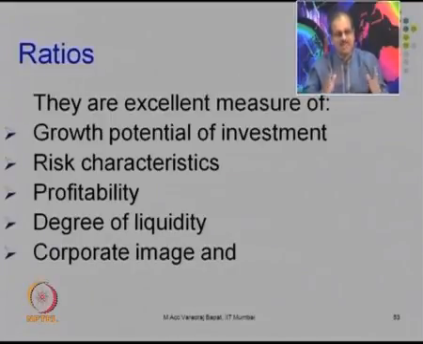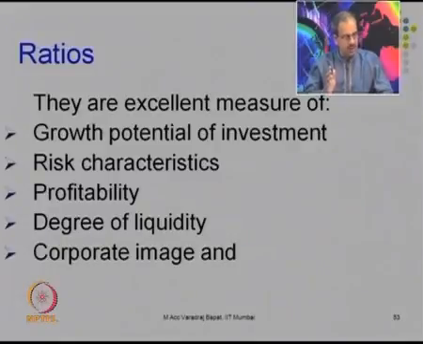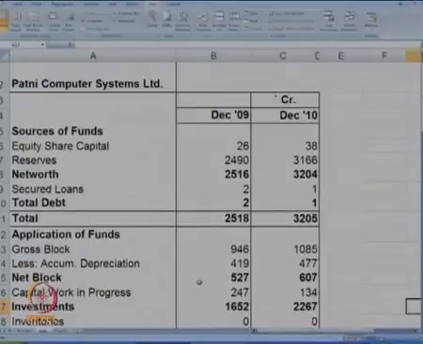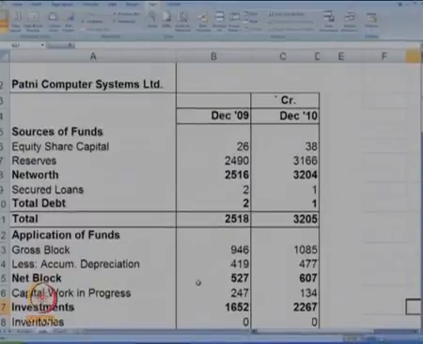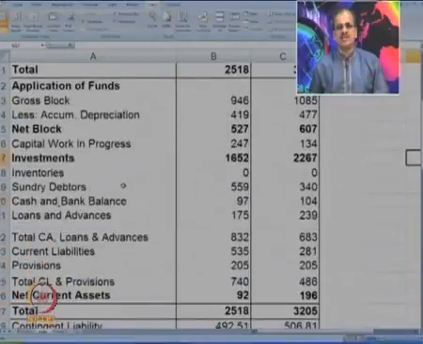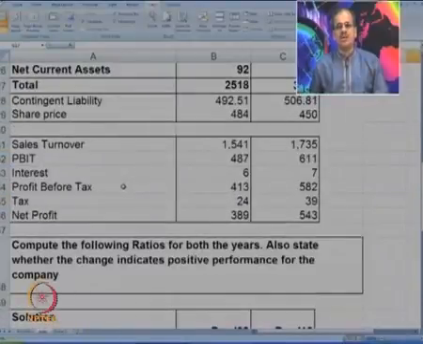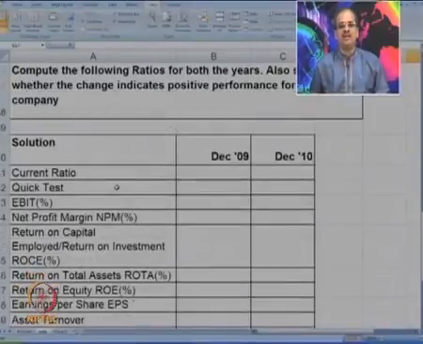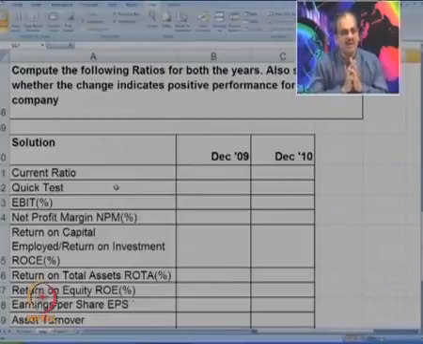Okay. So, I think we have discussed a lot on ratios. Now, let us look at a real life case. This is the financial position of Patni. I hope it is visible to you. This is the balance sheet of Patni Computer Systems. Profit and loss account, some important data is also given, and we have been asked to calculate certain ratios which we have already learned, like current ratio, quick ratio and so on.